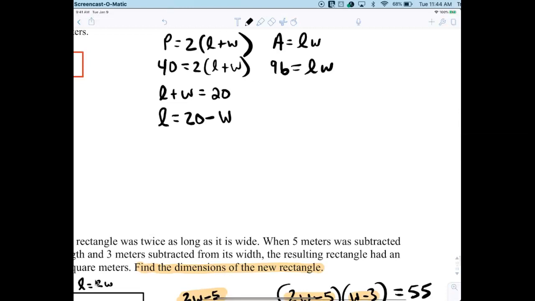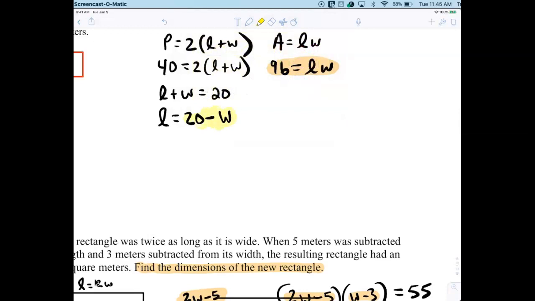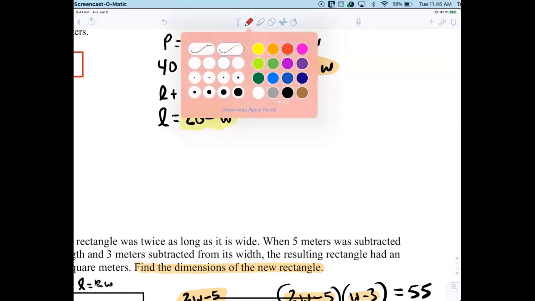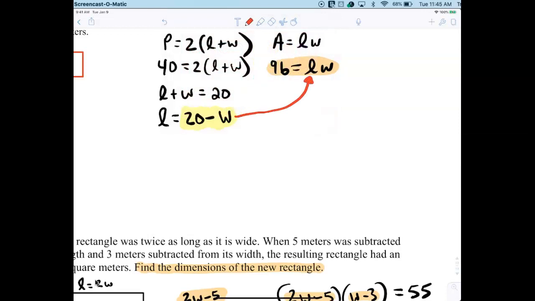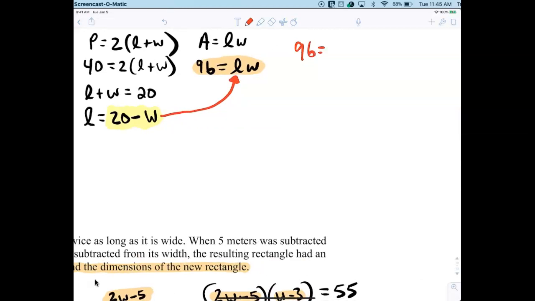Now, notice over here, I have the relationship between length and width. I can take this 20 minus W and I can put it in for what? L, because they are equal. So now you say 96 is equal to 20 minus W times W. Now, 96 is equal to 20W minus W squared.